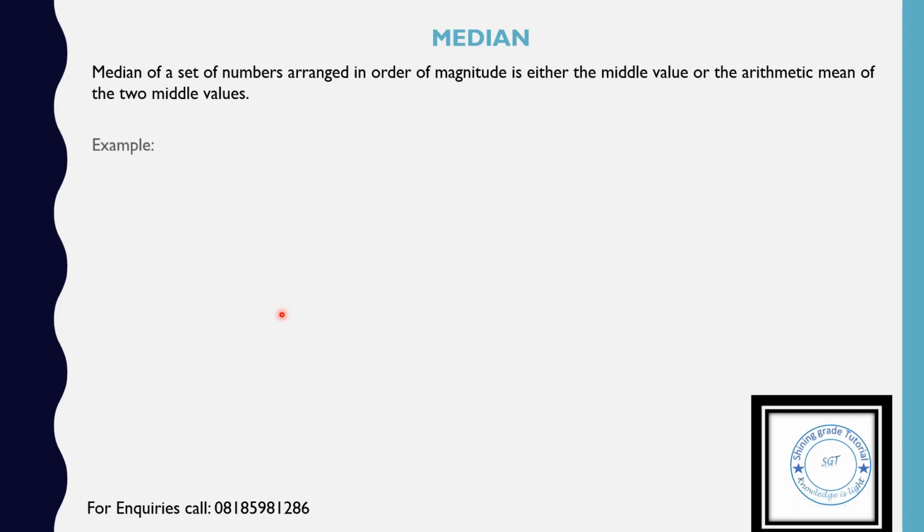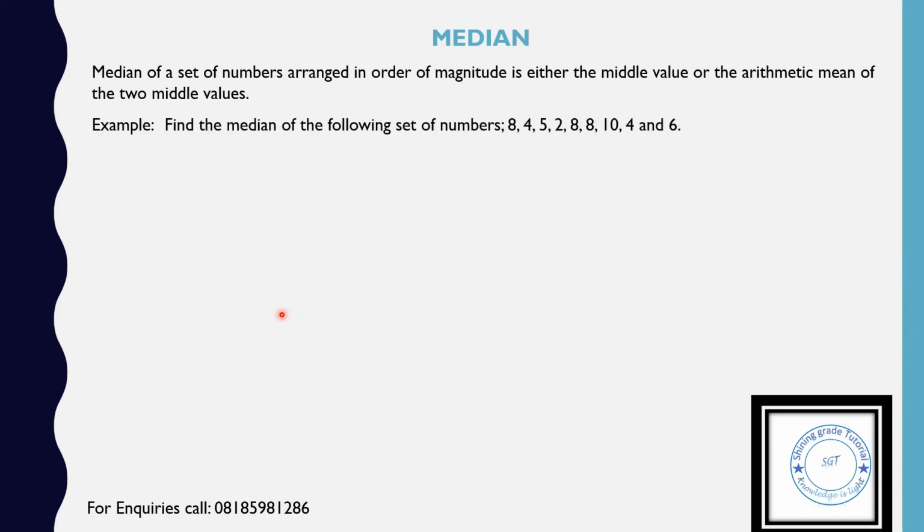Sometimes you can have two values as the median, so we find the arithmetic mean: you sum them and divide by 2 to get your median. Alright, find the median of the following set of numbers: 8, 4, 5, 2, 8, 10, 4, and 6. First, we need to arrange them in order of magnitude, in order of size. You can arrange them in ascending order, from the lowest to the highest, or in descending order, from the highest value to the lowest value.